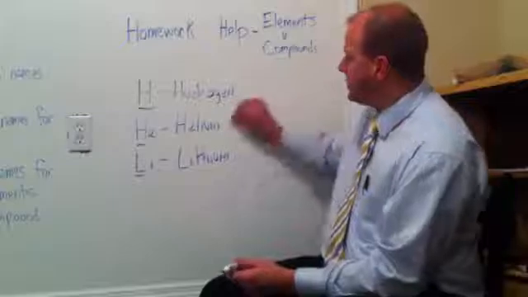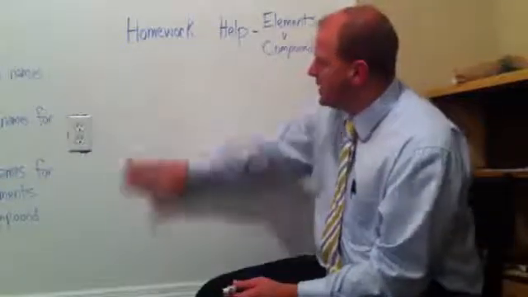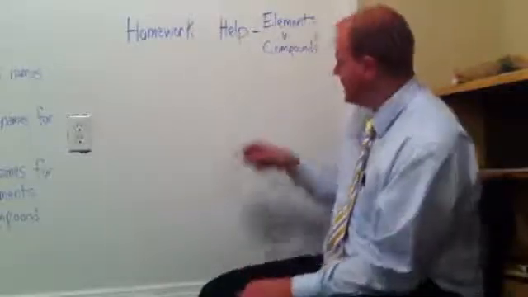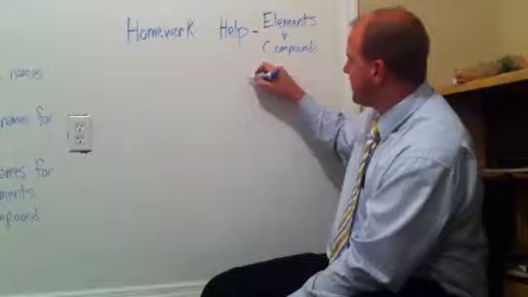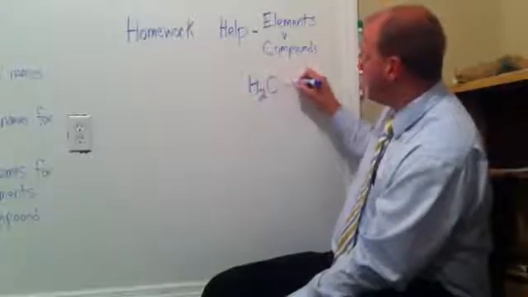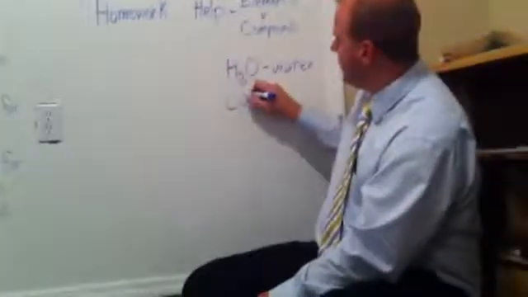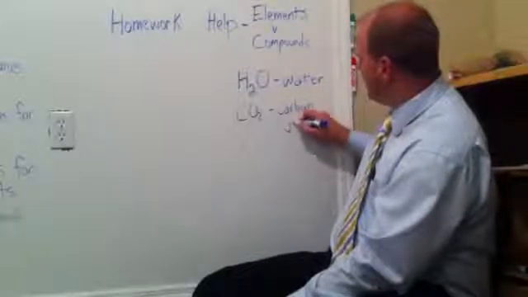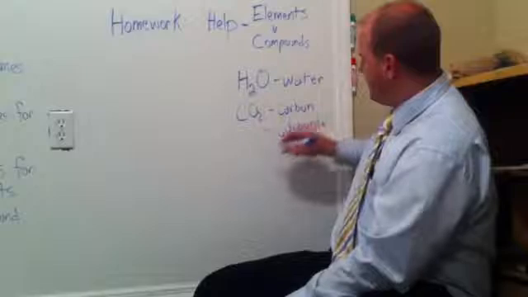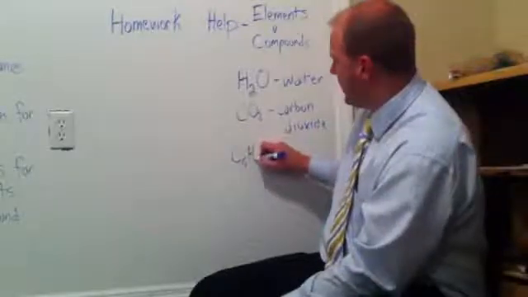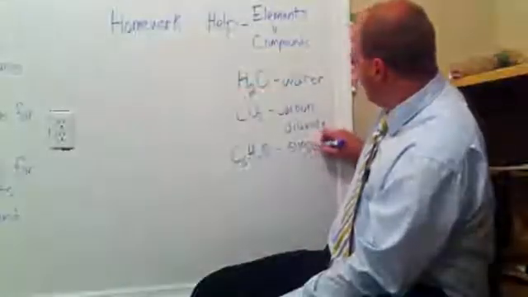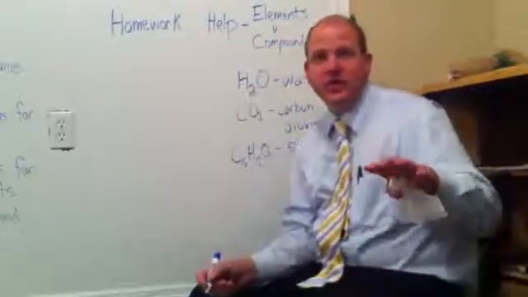Okay, then the next step is that you are going to list out 10 common compounds and their formulas. Now, once again, whenever you do this, you would just write out their formula. So here's H2O, which is water. You have CO2, which is carbon dioxide. There's C6H12O6, which is sugar. And you can go on and you can do a number of these.